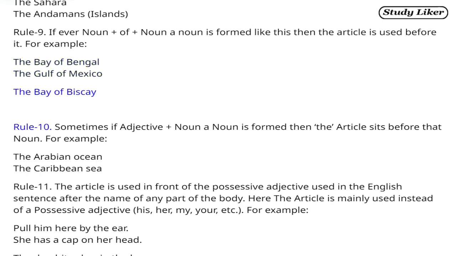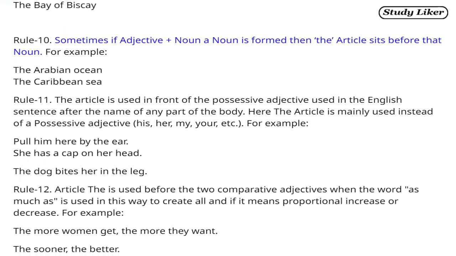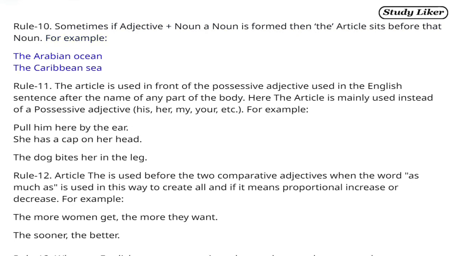Rule 10. Sometimes if a noun is formed like adjective plus noun, then the article sits before that noun. For example, the Arabian Ocean, the Caribbean Sea. Rule 11. The article is used in front of the possessive adjective used in the English sentence after the name of any part of the body. Here the article is mainly used instead of a possessive adjective, his, her, my, your, etc. For example, pull him here by the ear. She has a cap on her head. The dog bites her in the leg.